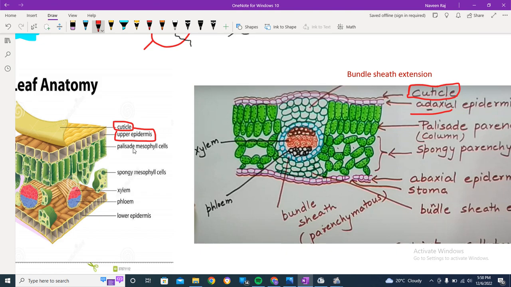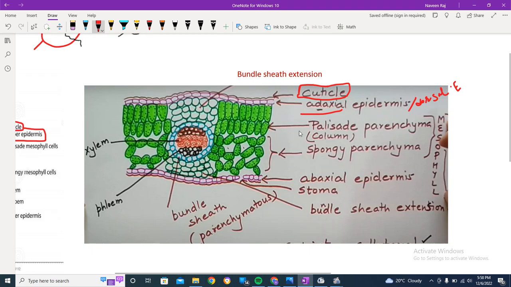Now we have got palisade mesophyll cells, so this is kind of made confusing over here. Now if you see over here, we have got the palisade parenchyma. Palisade are the column shaped. Parenchyma are a type of cells. So we have got the palisade parenchyma, and we have got the spongy parenchyma.